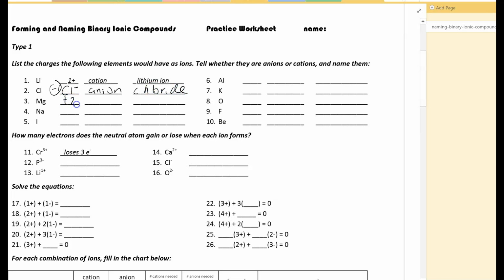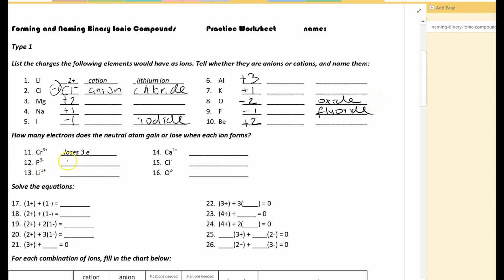Magnesium is +2, it's just magnesium. Sodium is +1, iodine is -1. So this becomes iodide. All the negative ions get the -ide ending. So aluminum is +3 because it's group 13. Potassium is +1. Oxygen is -2. Fluoride -1. And beryllium +2. So the only ones that change the name are oxygen becomes oxide and fluorine becomes fluoride. Everything else stays the same.